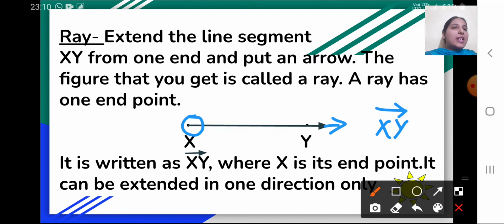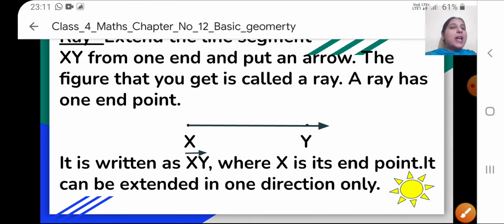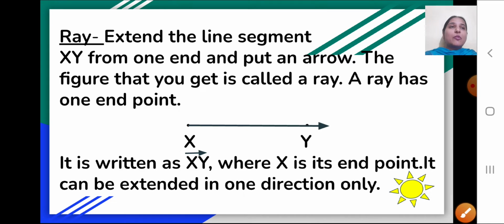We write XY and draw a small arrow over it. This shows ray XY, where X is the end point, and it can be extended in one direction only, like for example the rays of the sun. A ray can be extended from one side only, in one direction only.